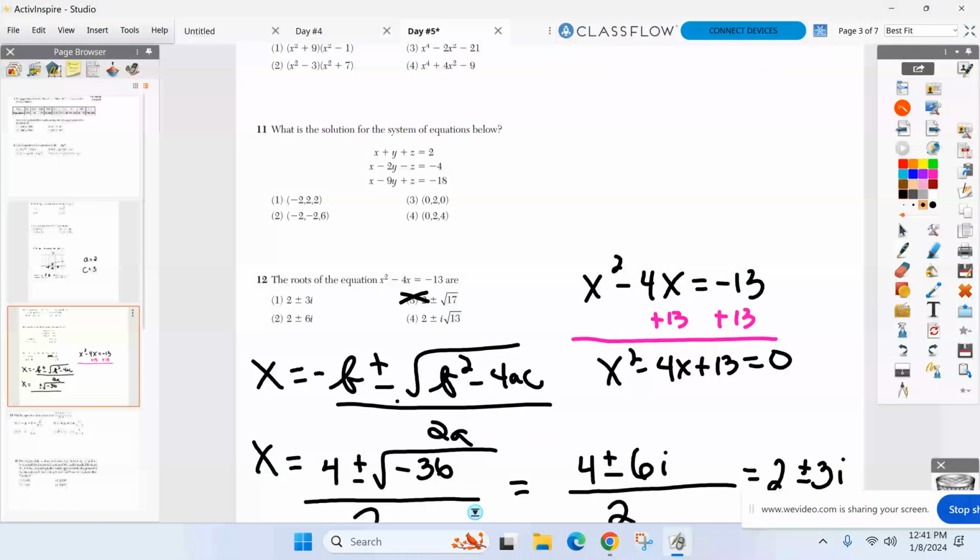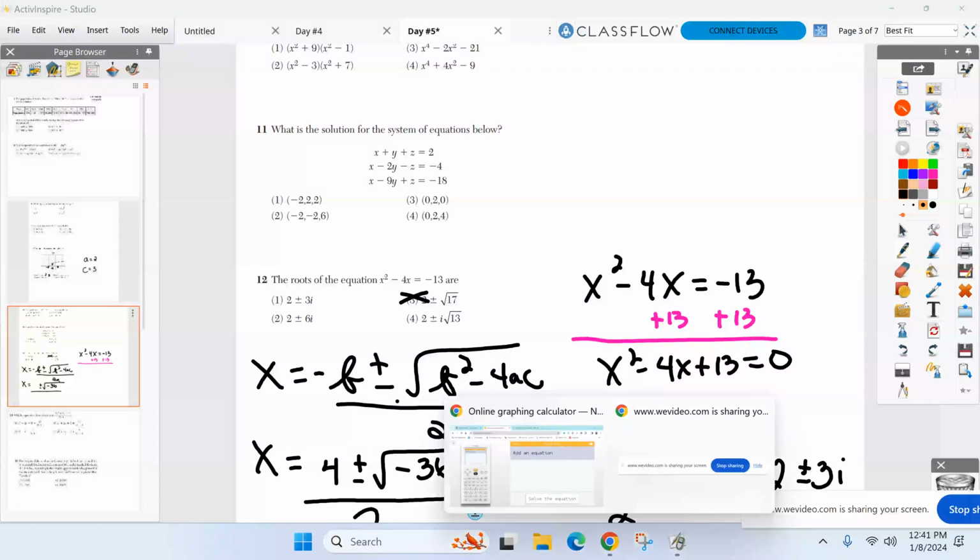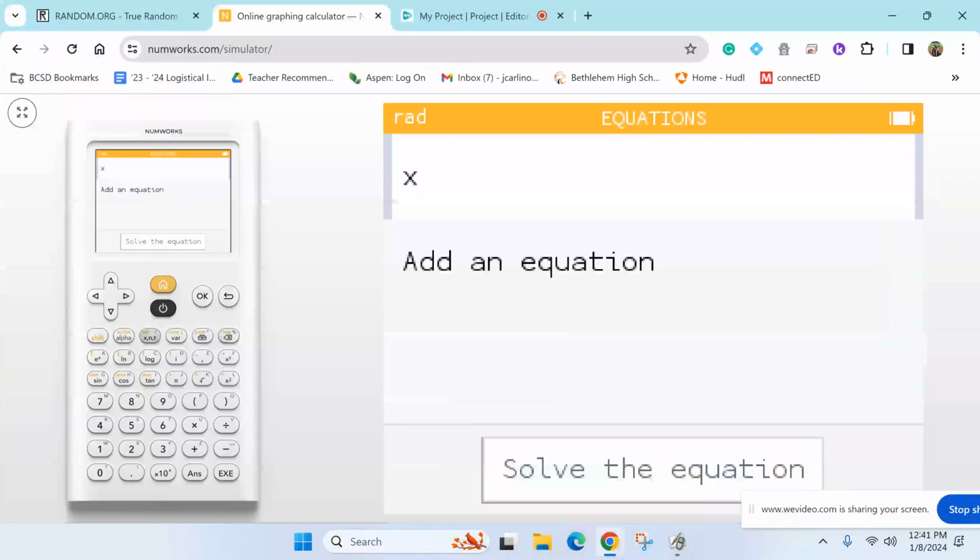So x plus y plus z equals 2. And the way you do that is you have an x button. Plus, now you have to hit alpha. And then the y is right up where the 3 is. Everything's in alphabetical order, all the letters. Plus, and then hit alpha again. And then you've got to find the z, which is the plus button.